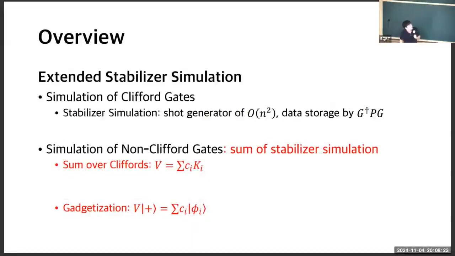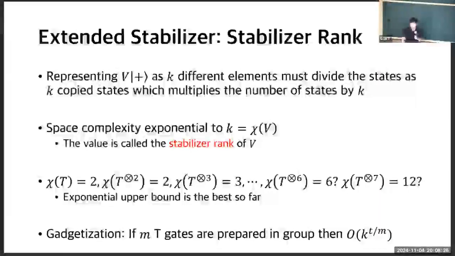So we have 2 different simulations here, and we need to talk about how this works and how much this takes. So if we represent V plus as K different elements, like the stabilizer states, then we need to copy K states, right? To apply one by one different one. Then we need to make that copied one by one when we need to apply a gate. That makes it exponential in K, the number of stabilizer states that has to be represented for V. So this K is called the stabilizer rank of V.